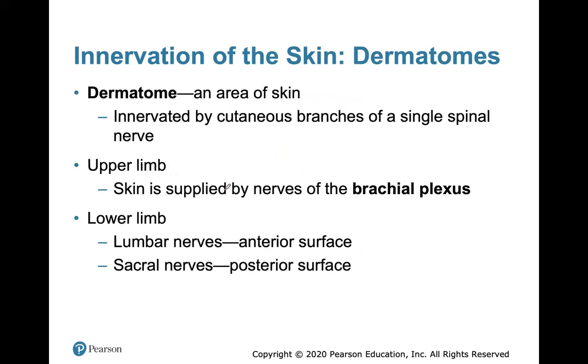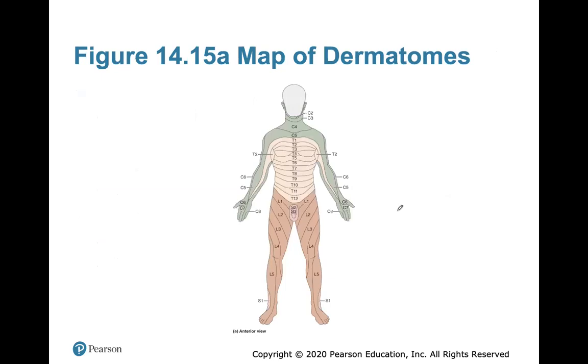So a dermatome is an area of the skin that's innervated by a cutaneous branch of a single spinal nerve. In the upper limb, the skin is supplied by nerves of the brachial plexus, and in the lower limb, it is supplied by lumbar nerves and sacral nerves. So with dermatomes, we can divide the body into different regions, and we can show here how different nerves work. For example, T2: this spinal nerve will have cutaneous receptors that go to this part of the surface of the skin. C4, C6, you can see everywhere how each area of the body, or cutaneous, which means closest to the skin surface, is innervated from a specific spinal nerve.